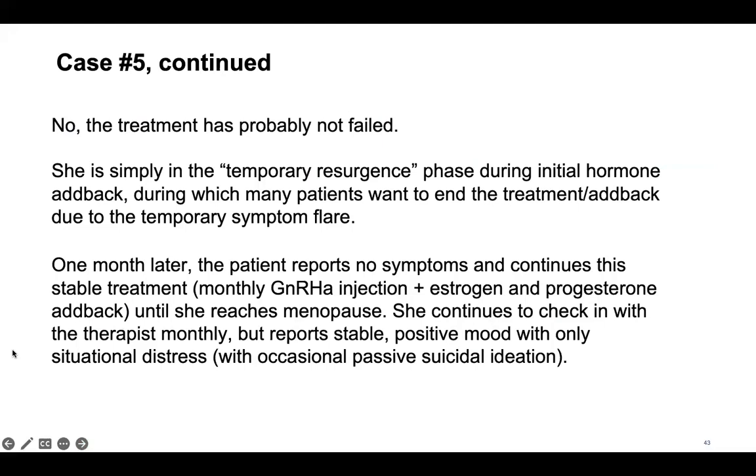The answer is no. The treatment has probably not failed. She is simply experiencing that temporary resurgence phase that we discussed during the initial hormone add-back, during which many patients want to end the treatment or end the add-back due to this temporary symptom flare. But what's going to happen 1 month later is that the patient reports no symptoms and continues this stable treatment, the monthly GnRHA injection, plus the estrogen and progesterone add-back until she reaches menopause for however many years.